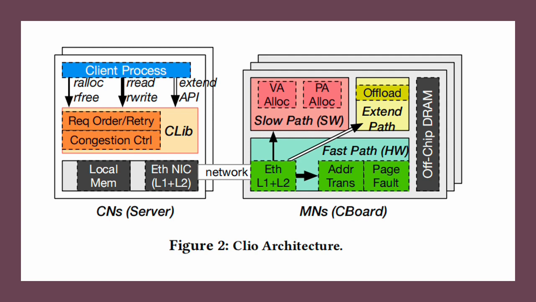Coming to the MNs, it is a Clio board, which consists of many data accesses, with a prototype mainly on the FPGA. It also has an ARM processor which runs the software, handles the metadata and controls the operations. We can see the slow path operations on the top, like VALOC and PALOC. It also hosts application computation offloading with the extended path, the offload path.